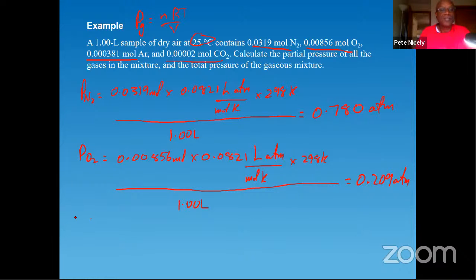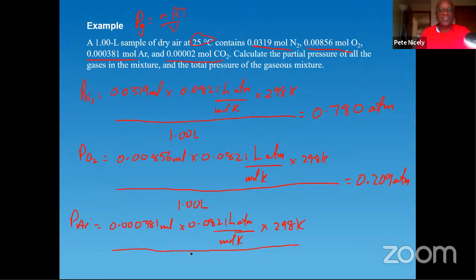So here we're going to write partial pressure of argon is equal to, okay, what's the moles? 0.00381 moles times R, which is 0.0821 liters atmospheres over mole Kelvin, times the temperature, which again is 298, and the volume is 1.00 liters. And let me do the calculation.